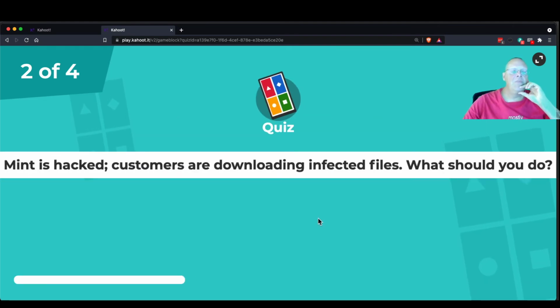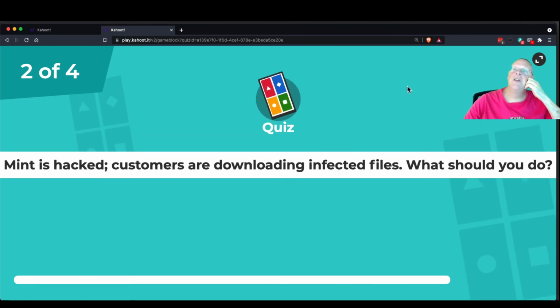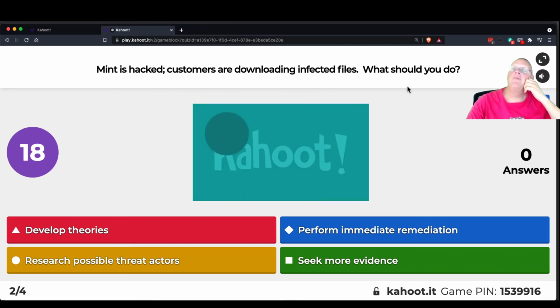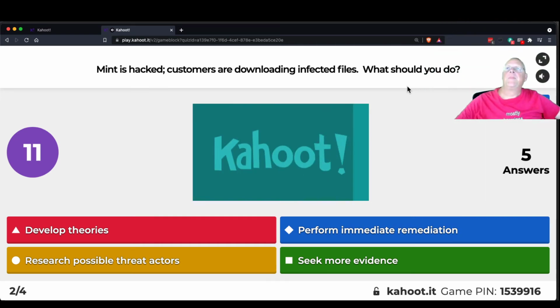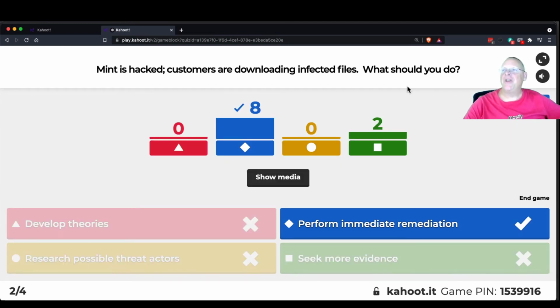All right, so Mint is hacked. This really happened. Mint's Linux. They were hacked, and people are downloading infected, modified versions of Mint. So what should you do? Right, that's an emergency. You don't need to investigate anything further. The first thing you do is stop that. You can't let your customers continue to download poison files. You've got to stop that and then carry on with your investigation.